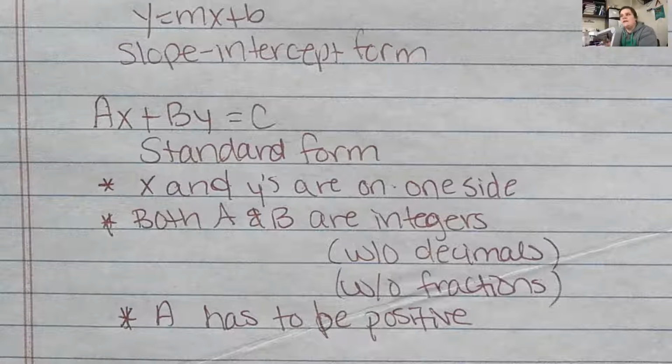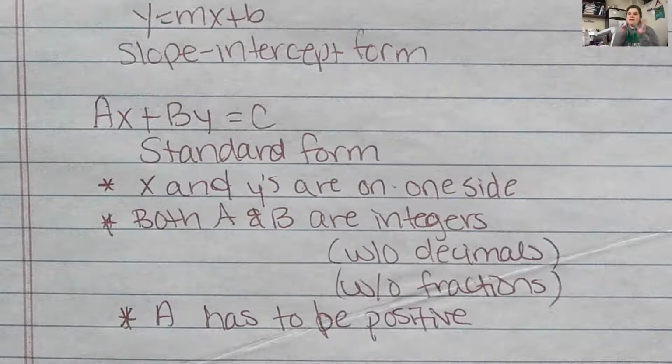Now, do I love that they use the letters? Not really, okay? Because sometimes that seems to confuse everyone. That shouldn't confuse you at all, okay? A, B, and C are all just numbers. That's literally all that they mean, just a number in front of X, a number in front of Y, and then C is just a regular number.